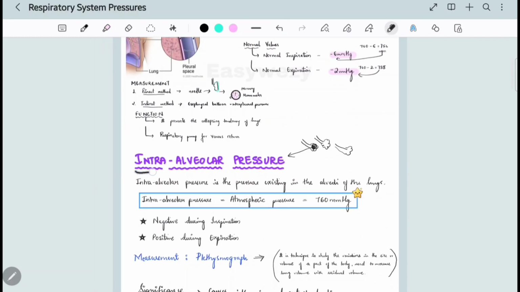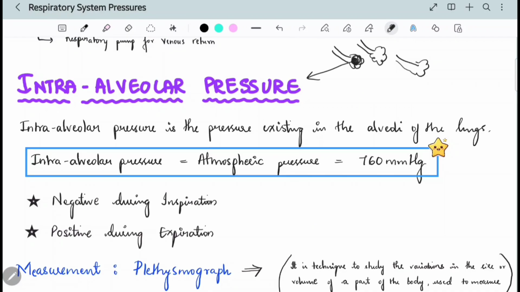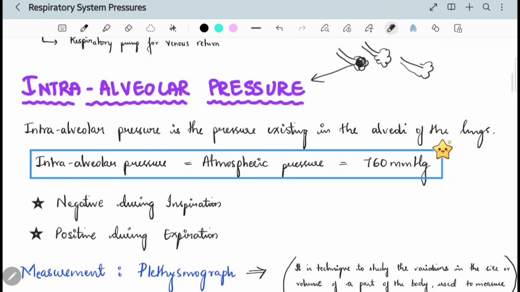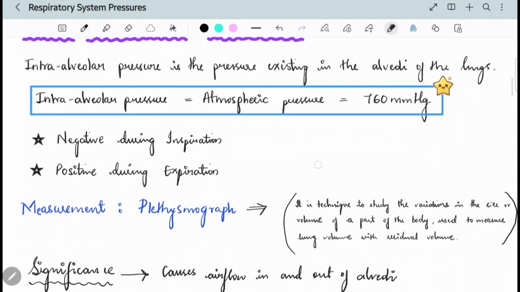Now we go to the intra-alveolar pressure. Intra-alveolar pressure is the pressure existing in the alveoli of the lungs. Intra-alveolar pressure is equal to atmospheric pressure, which is equal to 760 mm of Hg. As it is in connection to the environment, the pressure here and the pressure outside is equal.